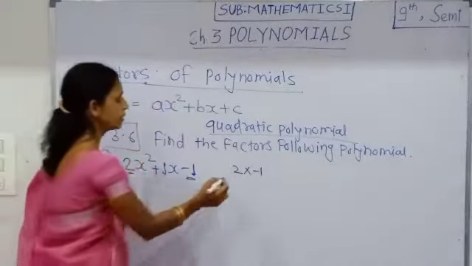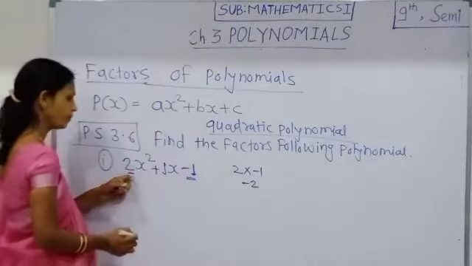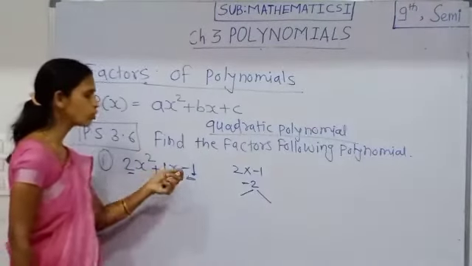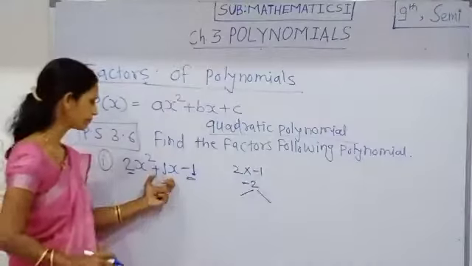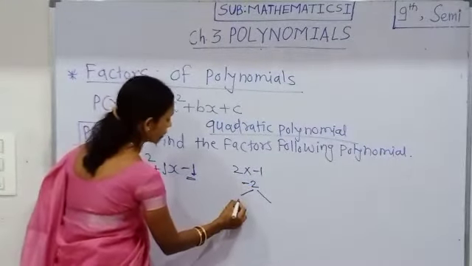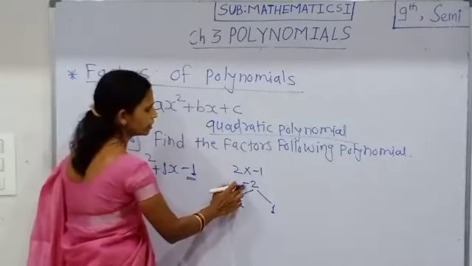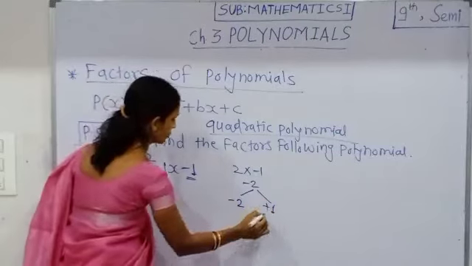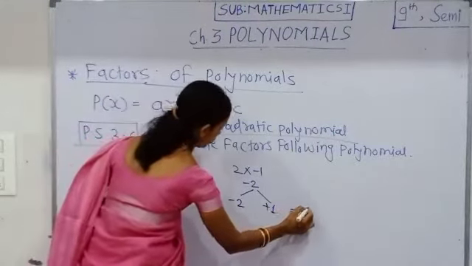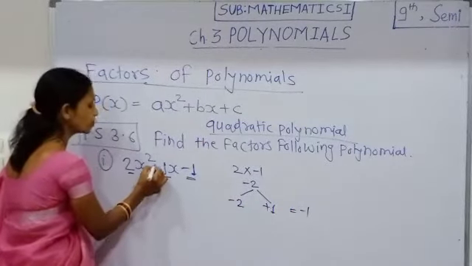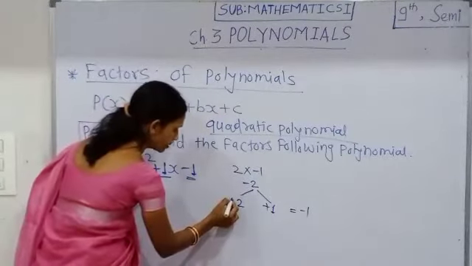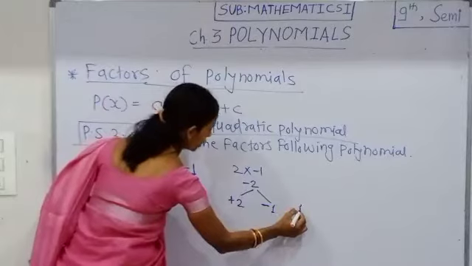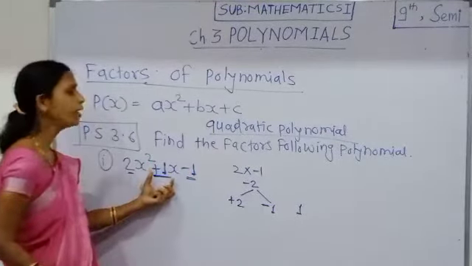2 into minus 1 gives minus 2. We have to find factors of minus 2 whose sum gives the middle term. Minus 2 can be factorized as 2 into 1, and as there is a minus sign, one of them is minus and the other plus. Minus 2 plus 1 gives minus 1, but the coefficient of the middle term is plus 1, so we change the sign: plus 2 minus 1 gives 1, the coefficient of the middle term.